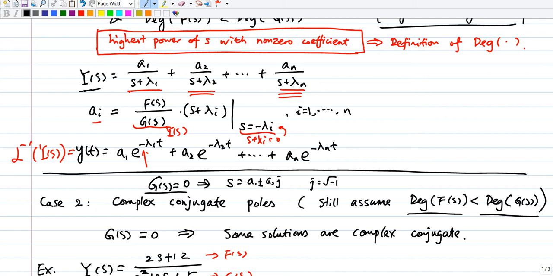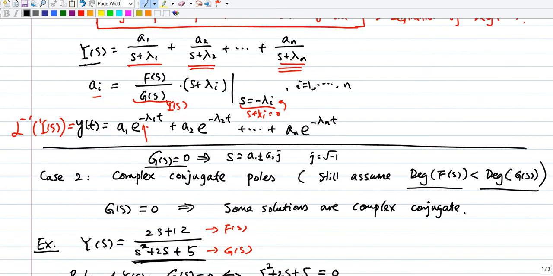For example, if F(s) is s plus 1, the degree of F(s) is 1. G(s) could be, for example, s squared plus 2s plus 1. Let's do another one: 2s plus 2, for example. So the degree of G(s) is 2.